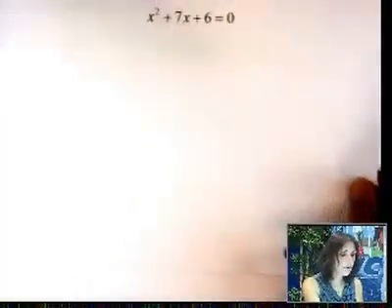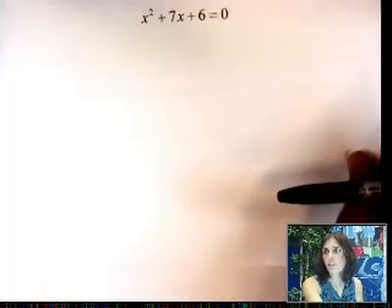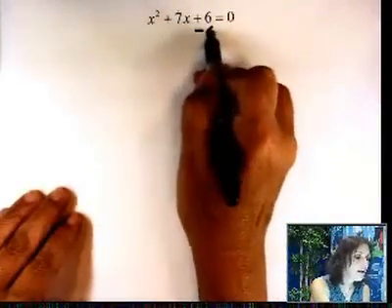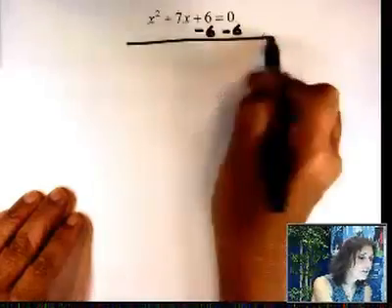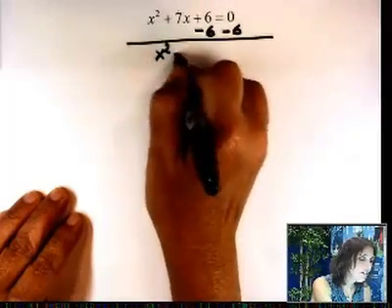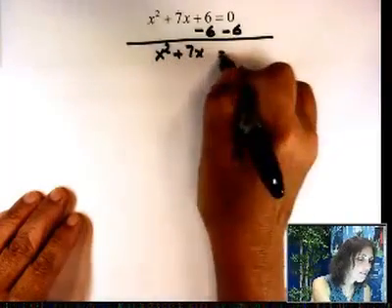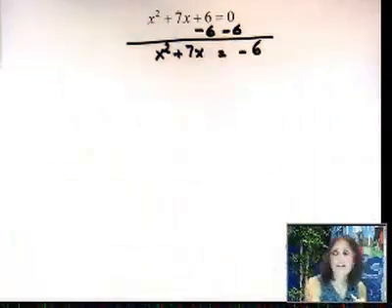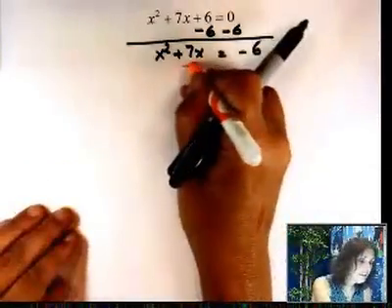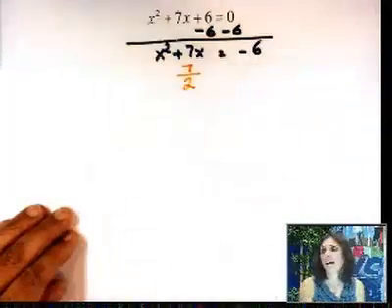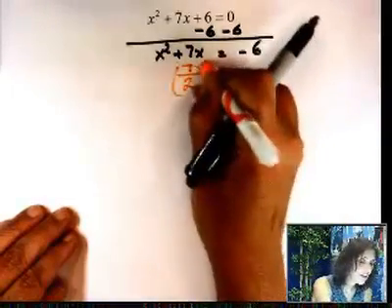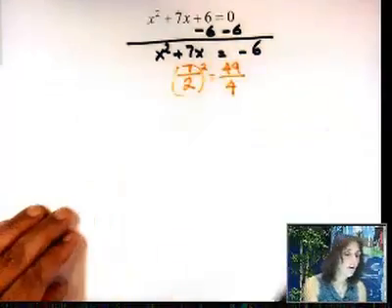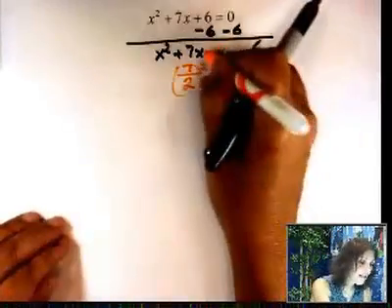Alright, let's do this problem. Again, the leading coefficient is 1. Subtract. What is important about this one? You're going to end up with a fraction. I wanted to show you how that works. Now, let's divide 7 by 2. 7 over 2. Now square it. You have 49 over 4. Okay? You put that here.